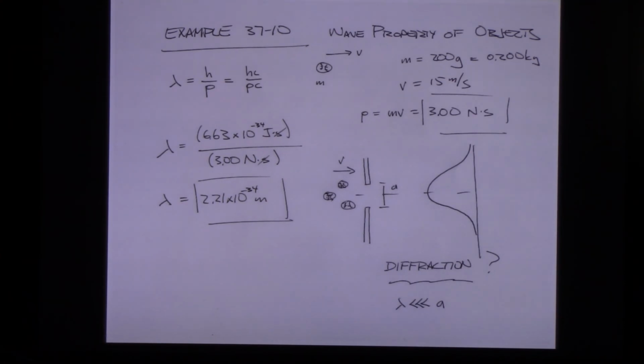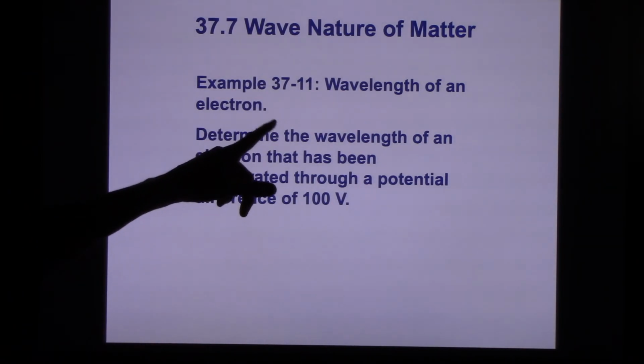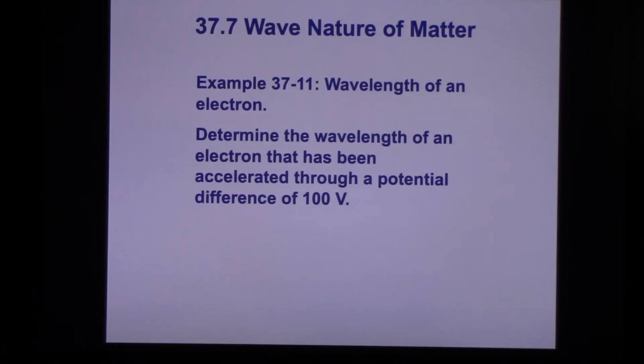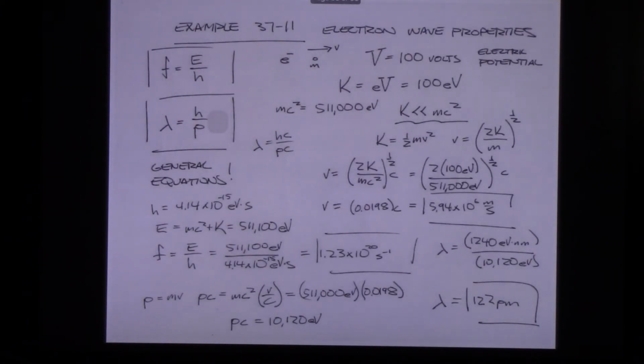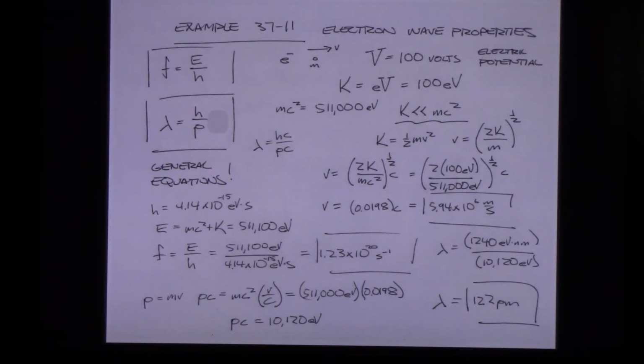But we're going to leave it at just kind of a curiosity here. Here's something more similar to what we might run into. What's the wavelength of an electron? Let's say the electron goes through a voltage of 100 volts.